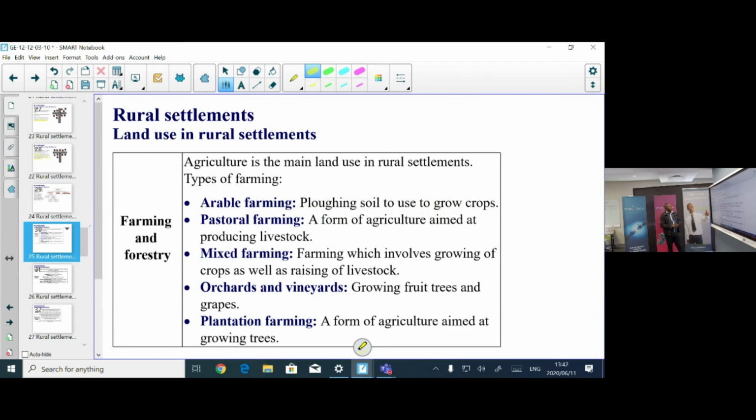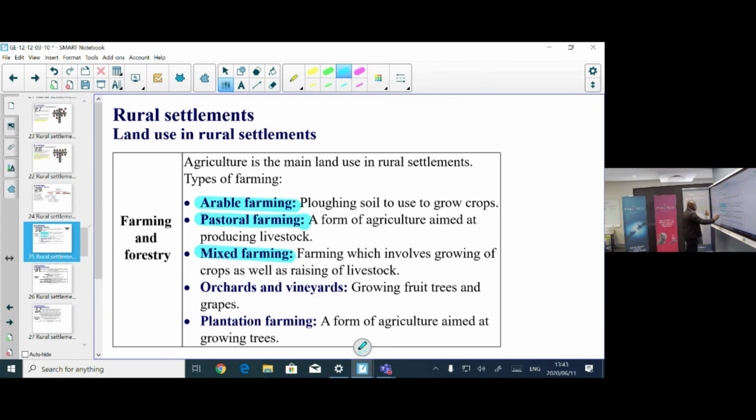Agriculture is the main land use in rural settlements. Types of farming, we've got what is called arable farming, where people are plowing the soil to grow crops. Then we've got pastoral farming, which is a form of agriculture aimed at producing livestock like cattle, pigs, piggeries, and what have you. Then you have got mixed farming, where people mix arable farming and pastoral farming. They are growing crops and they are also raising livestock.